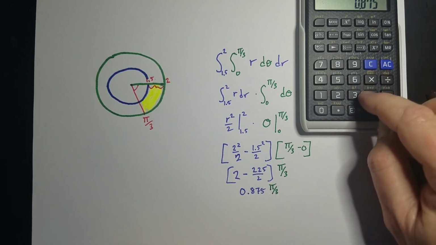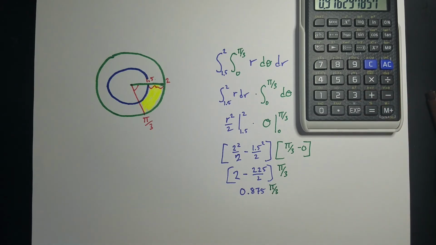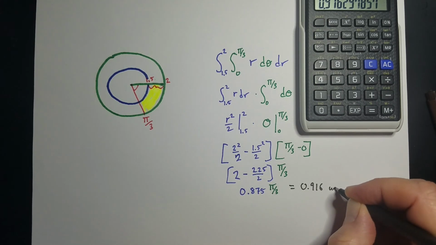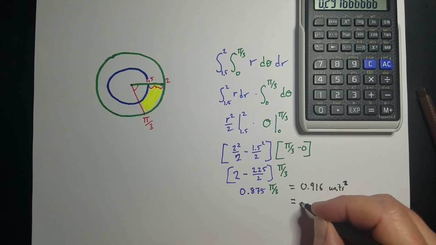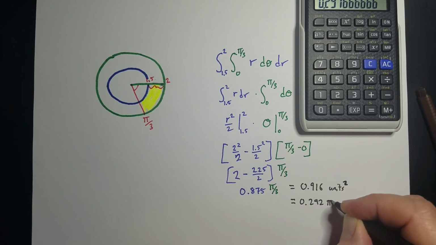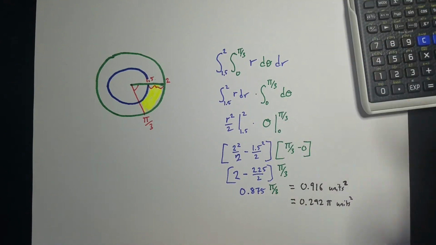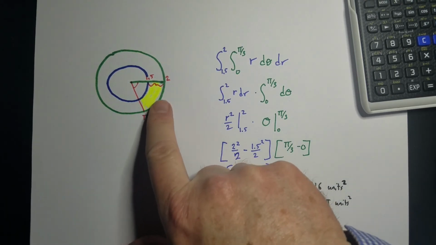So times pi divided by 3 gives me an answer of 0.916 square units. If you want to leave it in terms of pi, it'd be about 0.29 pi units squared. So you can do this, and this is a great method to figure out how much space that takes up.